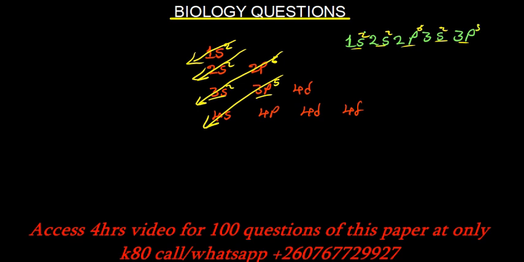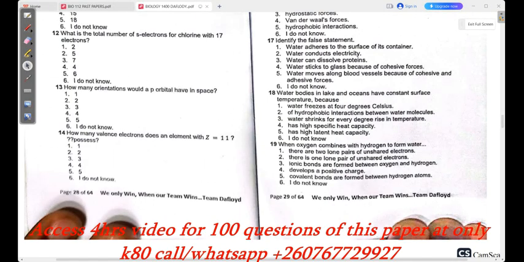So how many of the s orbitals are completely filled? 1, 2, 3. So we have 3 s sub-levels completely filled. What is the total number of s electrons for chlorine with 17 electrons? Since each s atomic orbital can take up a maximum of 2, that is 2 multiplied by 3, so the answer will be 6. So we have 6 there as the answer.